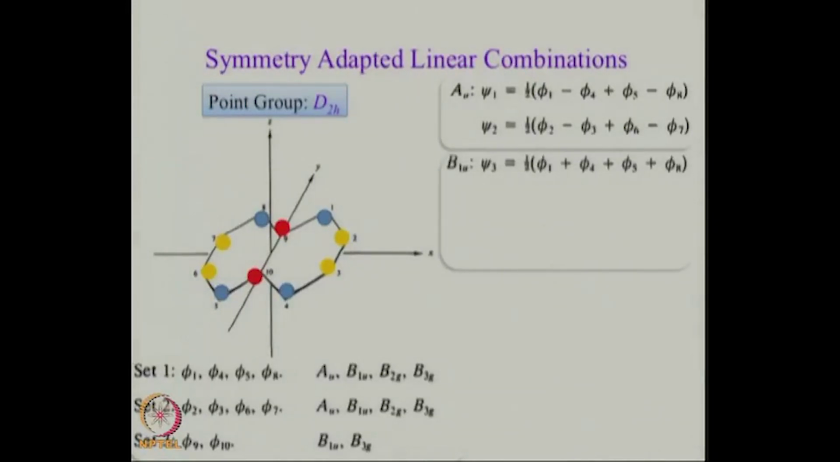But you can tell me what the second B1U will be, isn't it? The second B1U comes from set 2. Same kind of thing: phi 2 plus phi 3 plus phi 6 plus phi 7, multiplied by half. What will the third one be? Remember there are 3 B1U, and the third one comes from set 3. So, it will only have phi 9 and phi 10. What will it be?